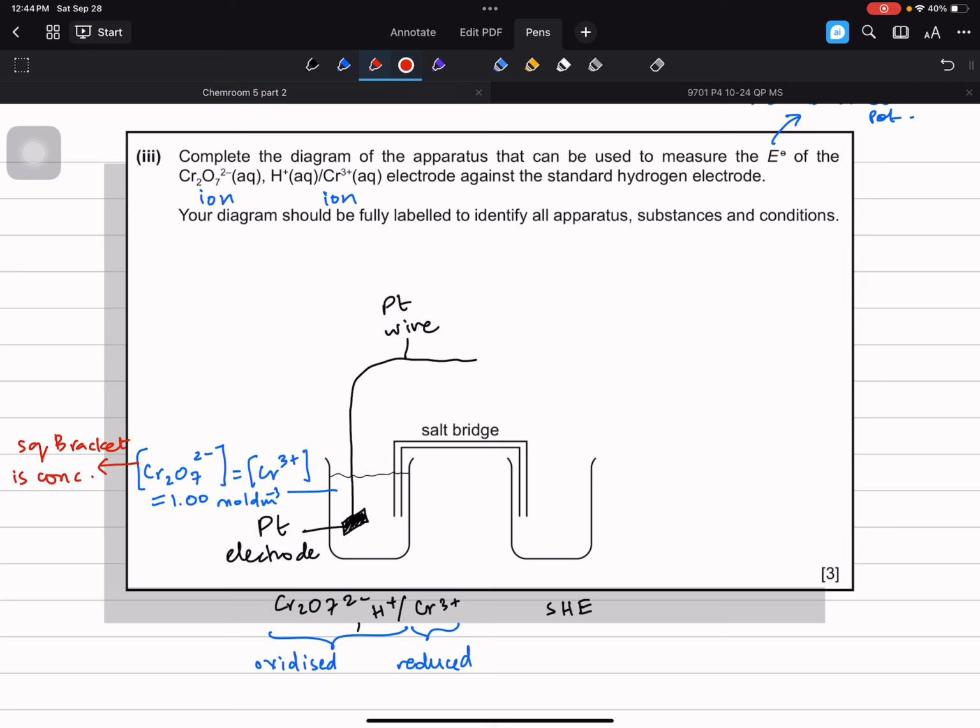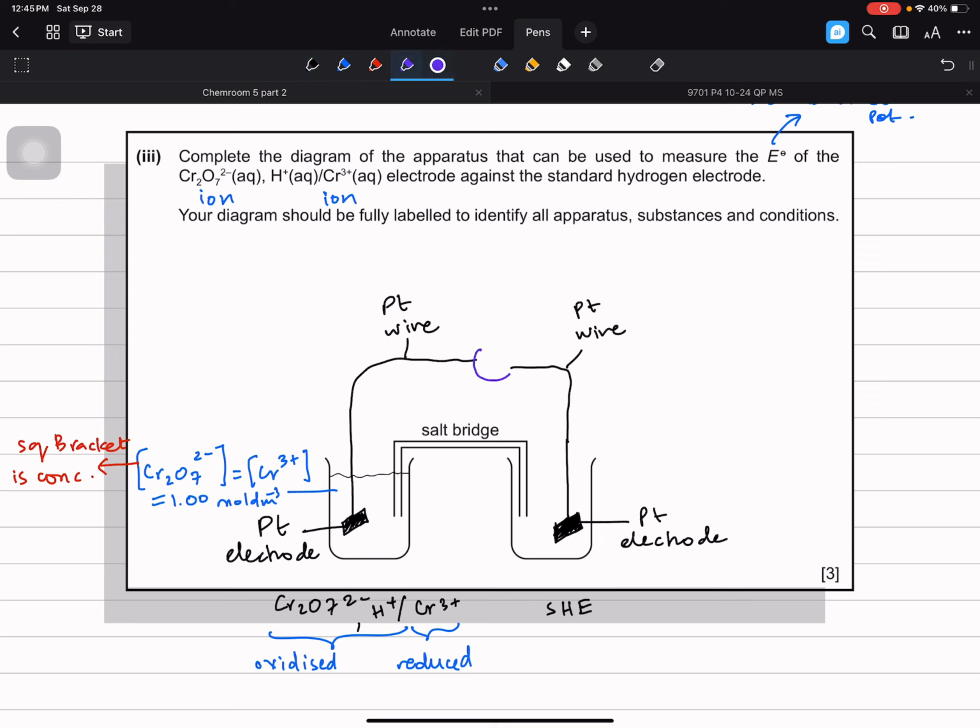Then towards the right side, I know I have the hydrogen electrode. Again, I cannot have an electrode made up of hydrogen. So again, I have a platinum electrode because hydrogen is again a non-metal. So this time again, I have a platinum electrode, Pt electrode, and even the wire is made up of platinum.